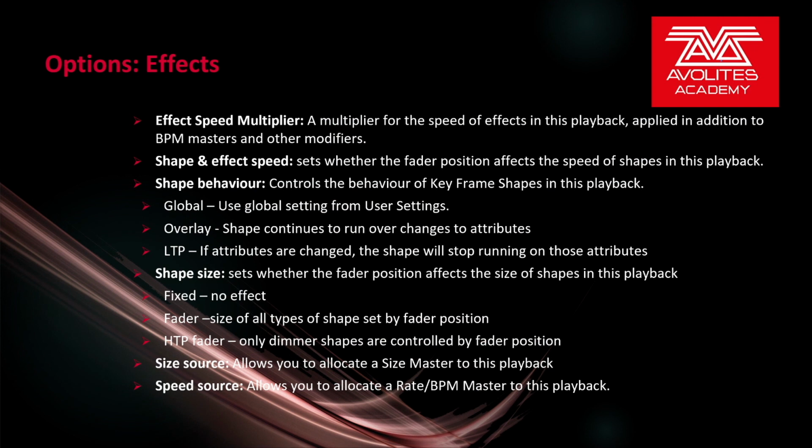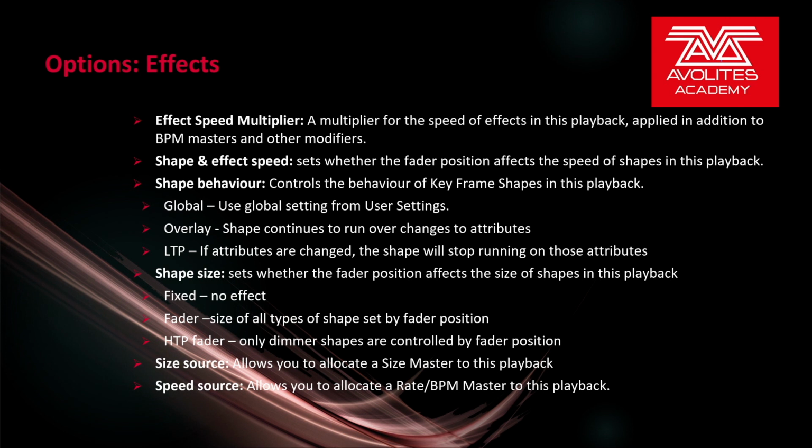Under the Effects tab, we have the Effect Speed Multiplier, a multiplier for the speed of effects in this playback. This is applied in addition to BPM masters and other modifiers. Shape and Effect Speed sets whether the fader position affects the speed of shapes in this playback. Shape Behavior controls the behavior of keyframe shapes in this playback. Global uses global settings from user settings. Overlay: shape continues to run over changes to attributes. LTP: if attributes are changed, the shape will stop running on those attributes.